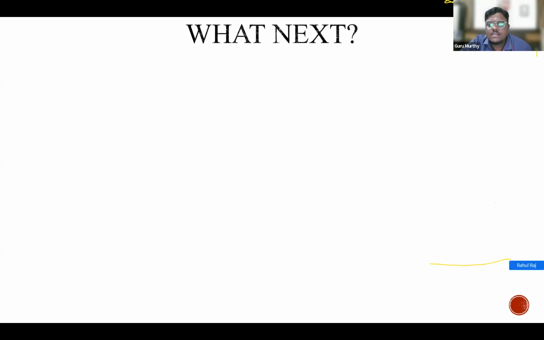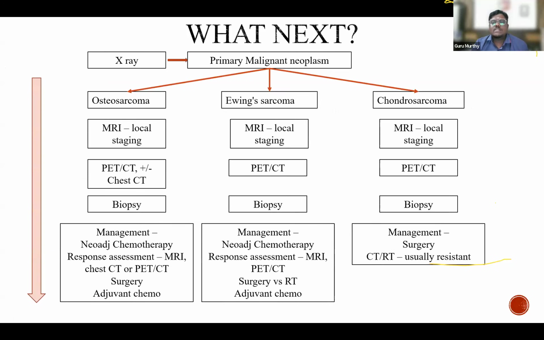So what next? This is in general for malignant neoplasms. If you remember this one slide, it will be easy to tell what next for a malignant lesion. If at all you get a malignant neoplasm, either it will be primary or secondaries. Primary usually will give a solitary lesion. So if it is a solitary aggressive looking lesion, either it will be osteosarcoma, Ewing's, or chondrosarcoma. Based on your radiographic findings, you can narrow down your differentials. So if it is more towards osteosarcoma, the next important step is MRI for local staging.